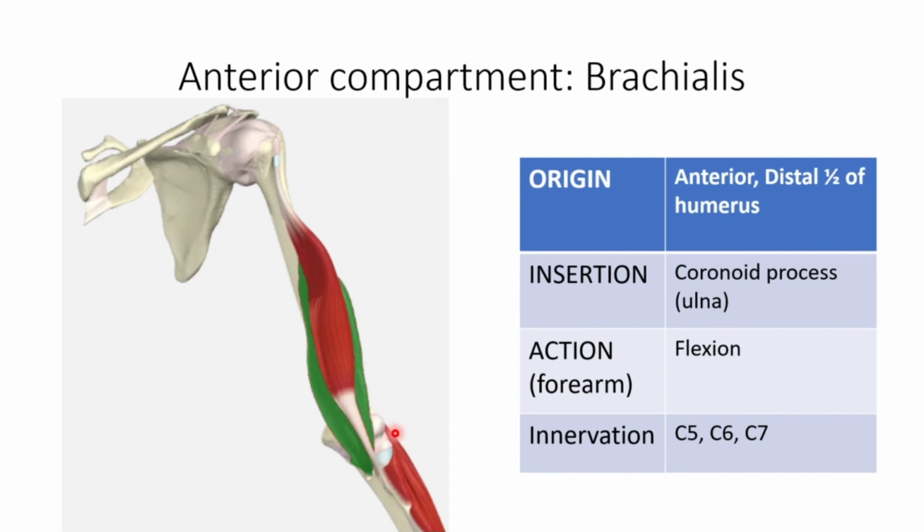The brachialis is supplied by nerves C5 and C6, with a small part of the lateral aspect of the muscle supplied by the radial nerve, C7. The action of the brachialis is to flex the elbow, with the forearm pronated or supinated.